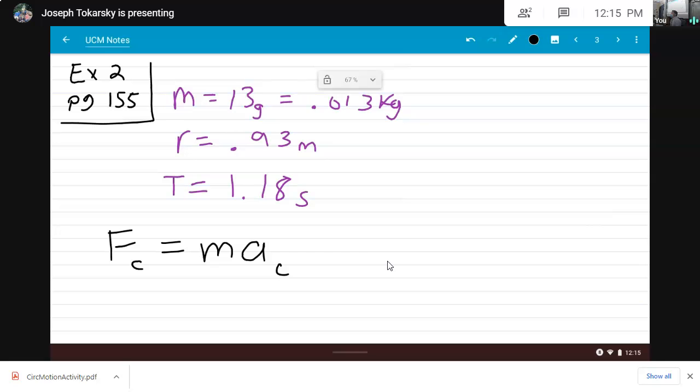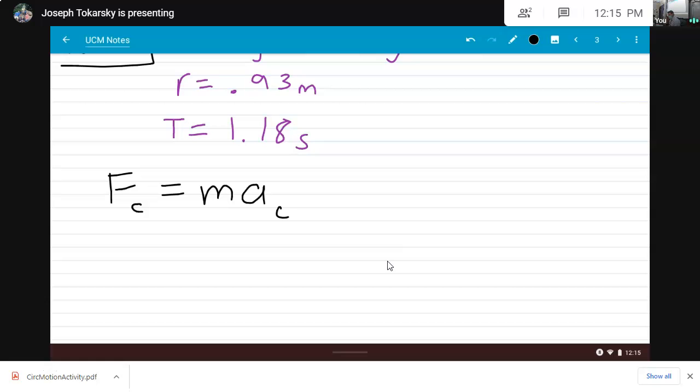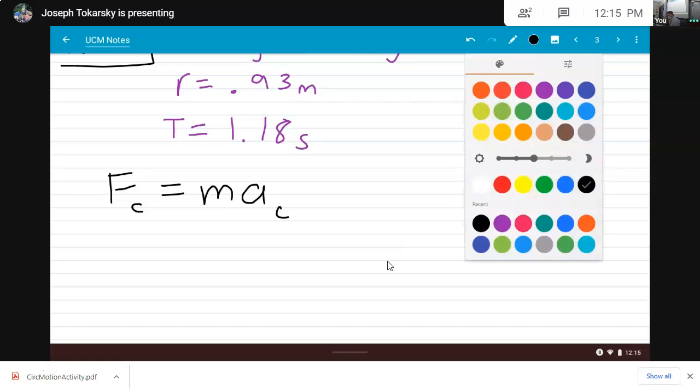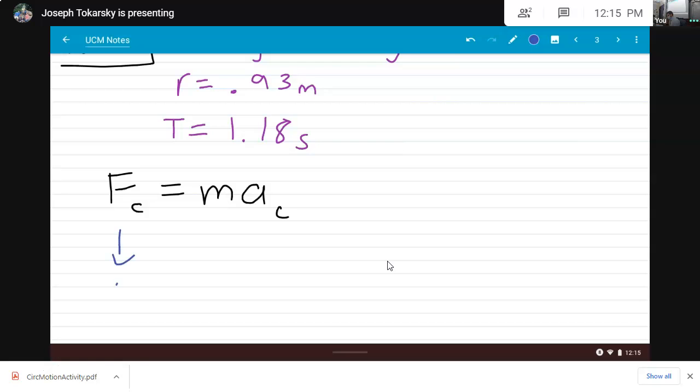But here's where you have to sub in just what's specific to the particular problem. As I just explained a moment ago, the force that is centripetal in this particular problem is what force? What's making this go in a circle? The tension. So because that is the centripetal force, I could substitute it in here, right? The tension is the centripetal force.